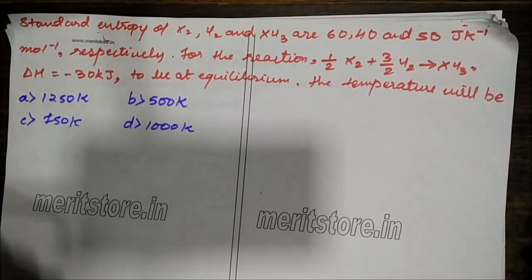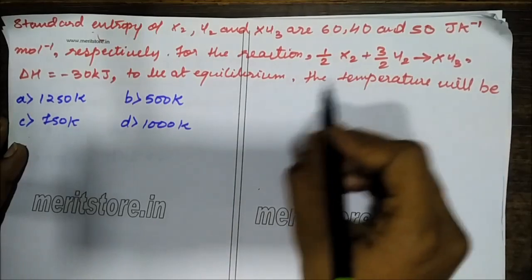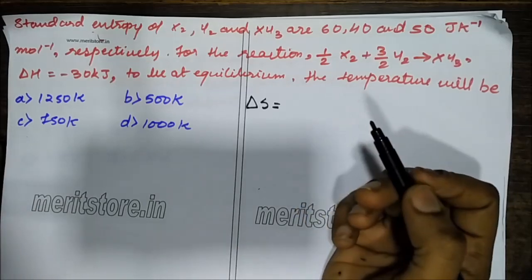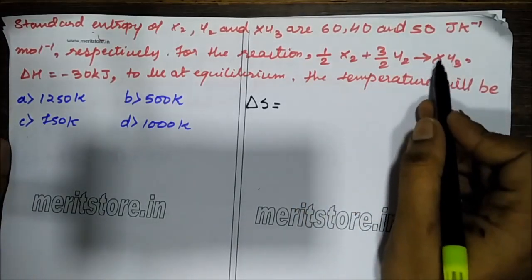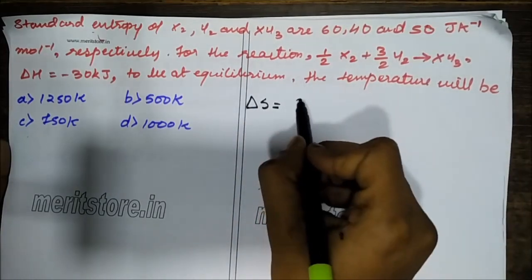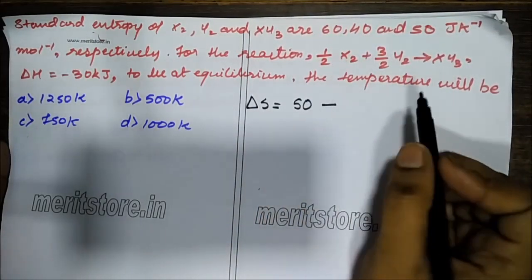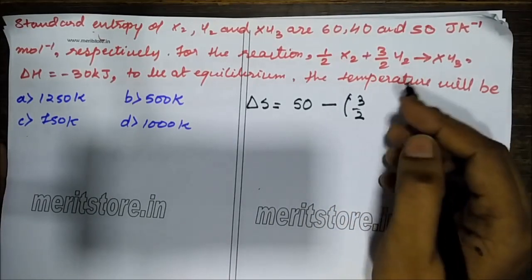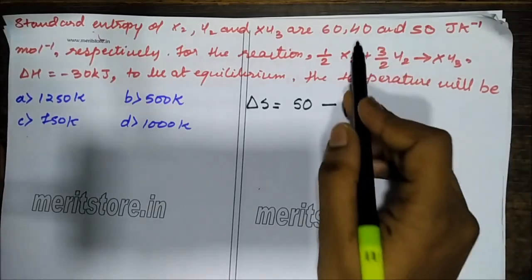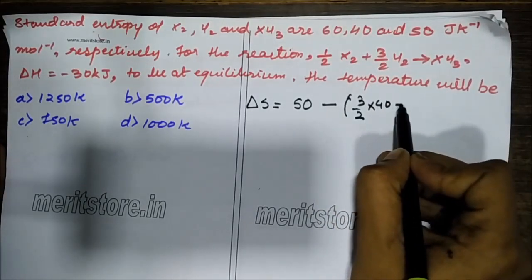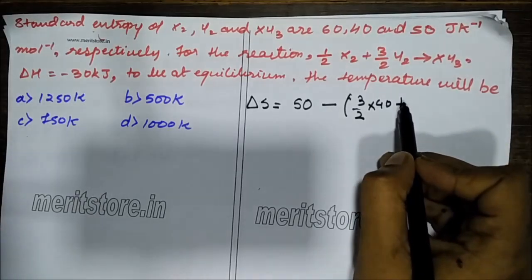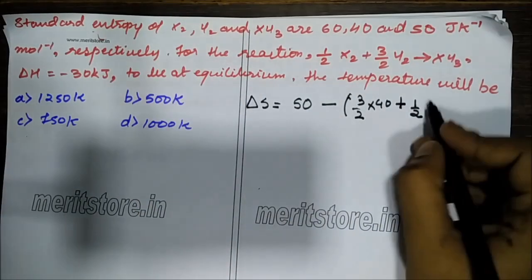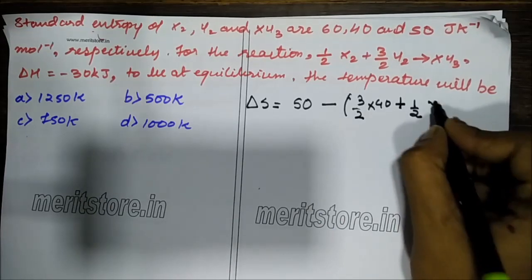Okay. So first of all, for this reaction, we will have to calculate delta S. So how much is the delta S? See, for the product XY3, the entropy is given as 50. So 50 minus that of the reactants we will have to do. So the reactants are 3 upon 2 Y2. So what is the entropy of Y2? 40. So that's 3 upon 2 into 40, plus half into entropy of X2, which is how much? 60.